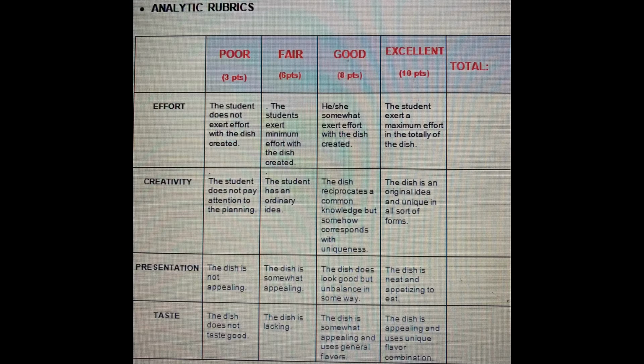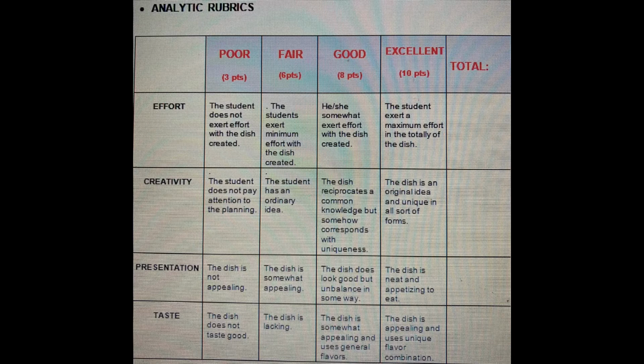For the analytic rubrics of the product, it is divided into 4 levels. Poor, which is equivalent to 3 points. Fair, 6 points. Good, 8 points. And excellent, 10 points. It has 4 criteria for judging: effort, creativity, presentation, and taste.